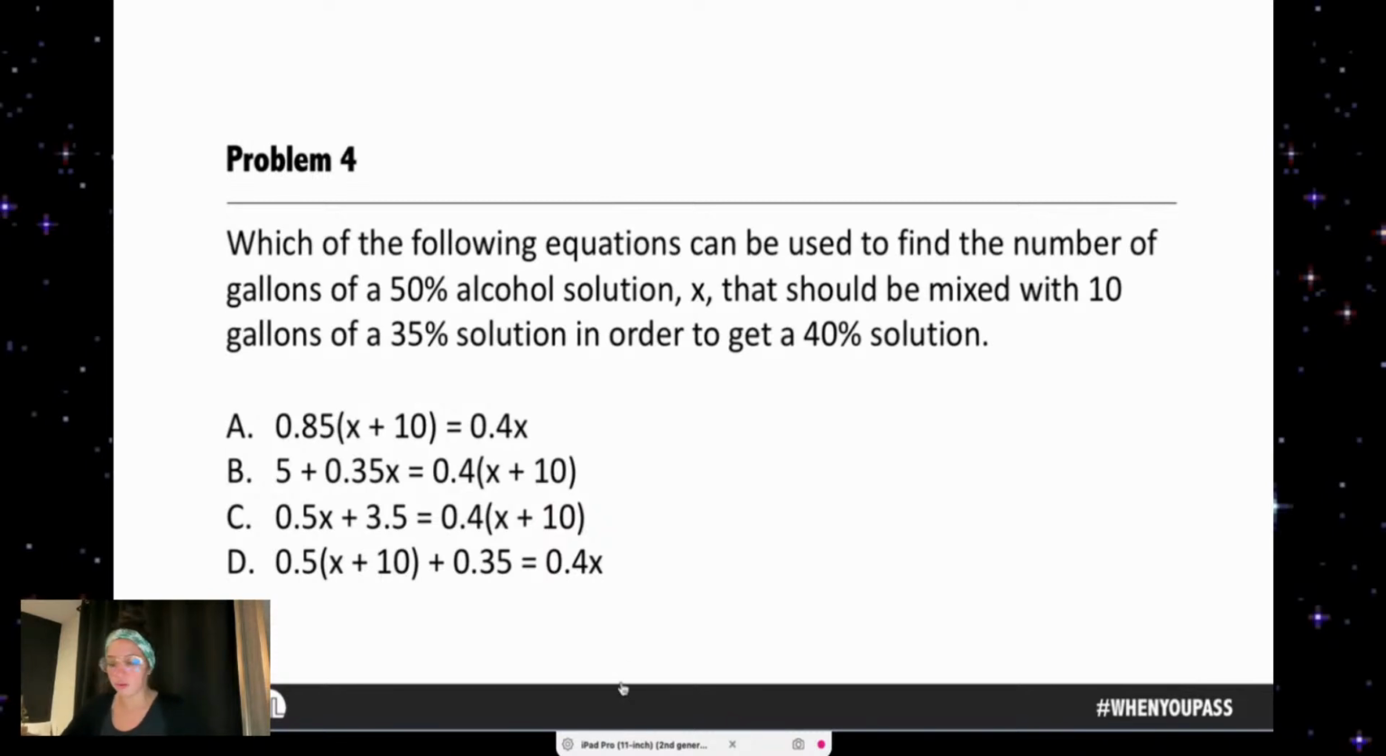So which of the following equations can be used to find the number of gallons of a 50% alcohol solution that should be mixed with 10 gallons? Like so many numbers, right?